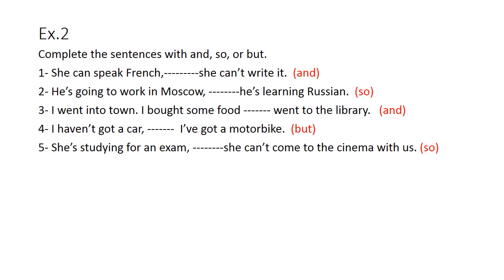He's going to work in Moscow, so he's learning Russian. Number 3, I went into town, I bought some food and went to the library. Number 4, I haven't got a car, but I've got a motorbike. Number 5, she's studying for an exam, so she cannot come to the cinema with us.